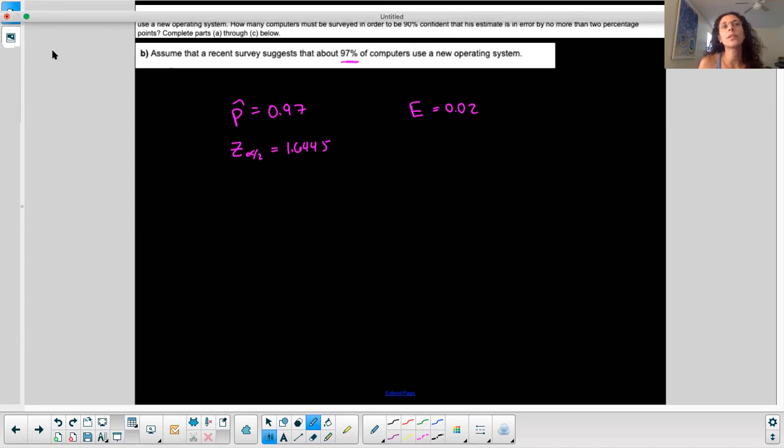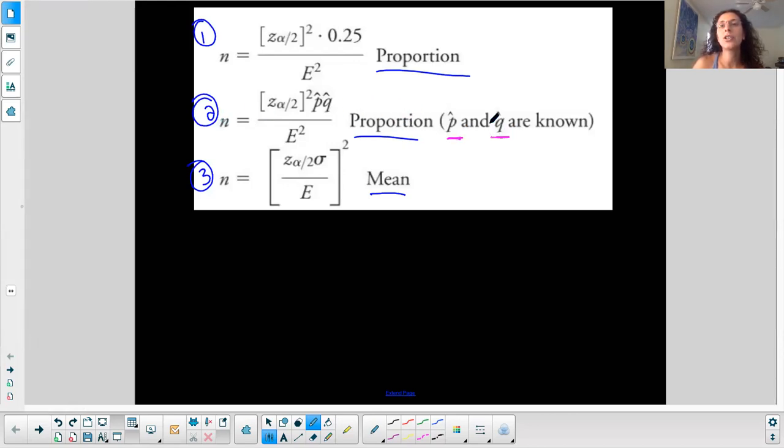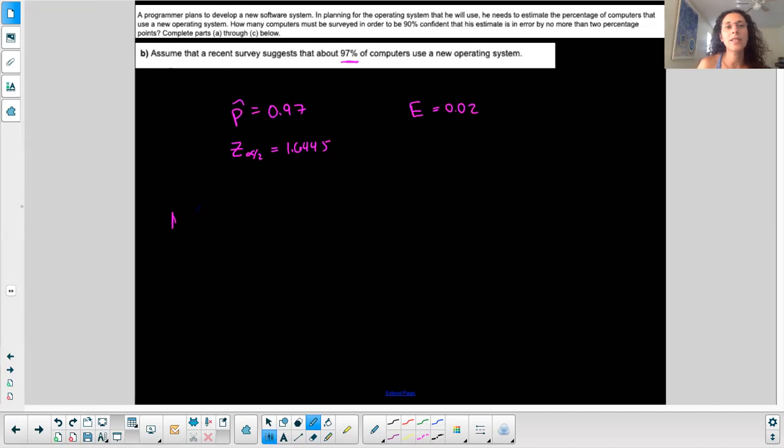So let's go to formula C. I have 3 formulas here. I want a sample size for a proportion where p hat and q hat are known, so I'm going to use this one now. I have my n, my sample size. My sample size is Z of alpha over 2 squared times p hat times q hat over E squared. That's my situation, right? That's where I'm at.